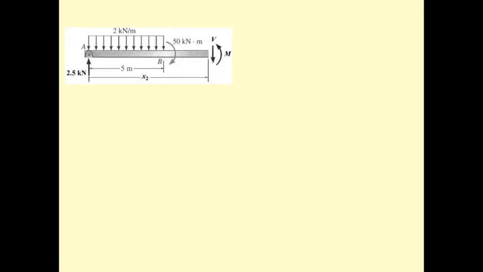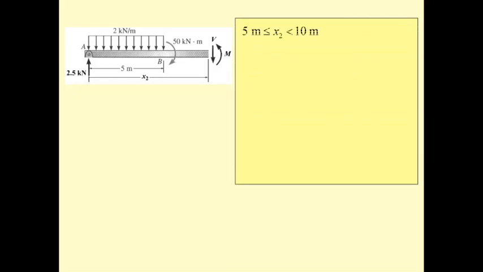We start by summation of the force F sub y equal to 0. Okay, between B and C, that means x2 can be 5 meter to 10 meter. And then we set upward is positive, so this V is negative again. The resultant force here, 2 times 5, is also negative, and this guy 2.5 kilonewton is positive, so 2.5 positive minus 10 minus V, you get V equal to minus 7.5.